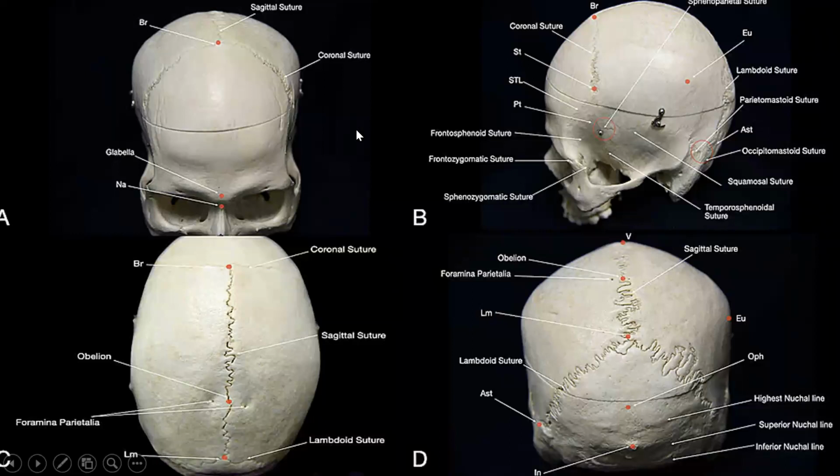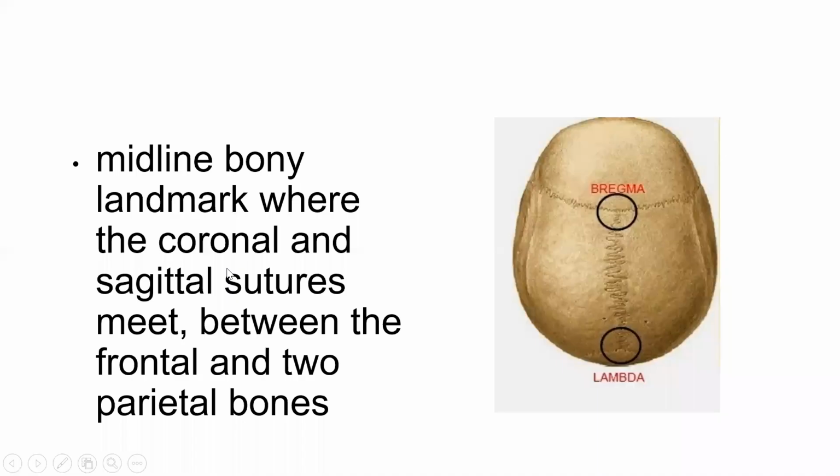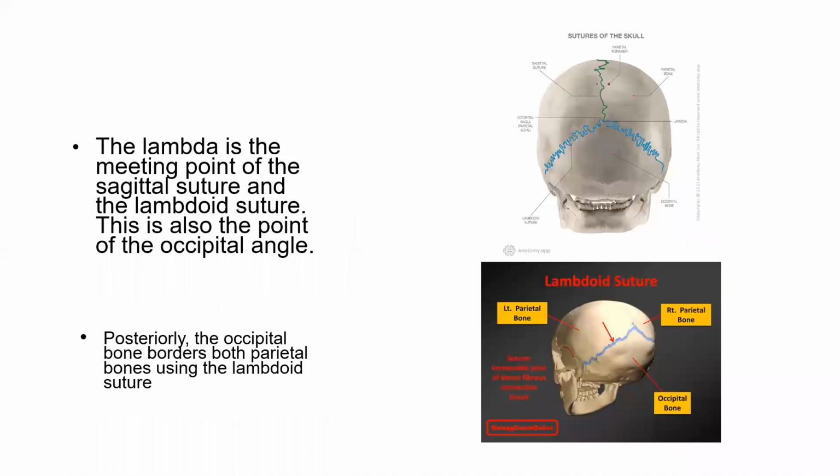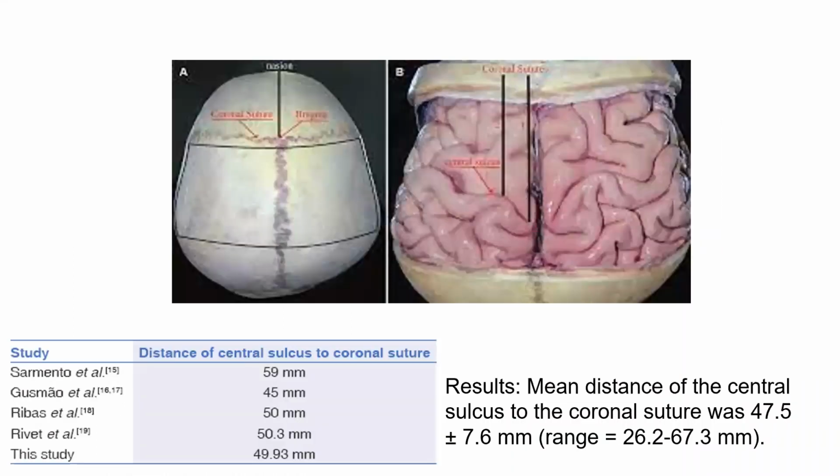These are the sutures. As you have seen, this is the coronal suture, this is the sagittal suture between these two parietal bones. This is the lambdoid suture, where I've told you before, where the sagittal suture comes in contact with the lambdoid suture, this point is referred to as the lambda, and where the sagittal suture joins the coronal suture, this point is known as the bregma. So these are the points that I have told you about. The lambda is a meeting point of the sagittal suture and lambdoid suture. So obviously I have told you.